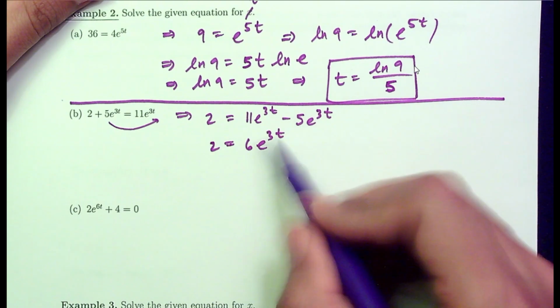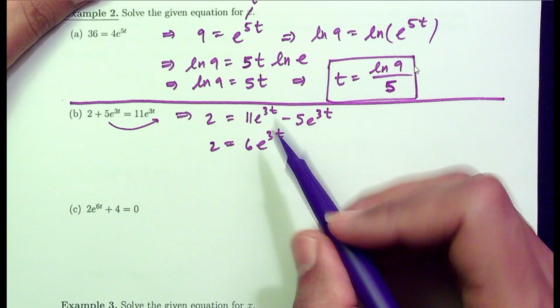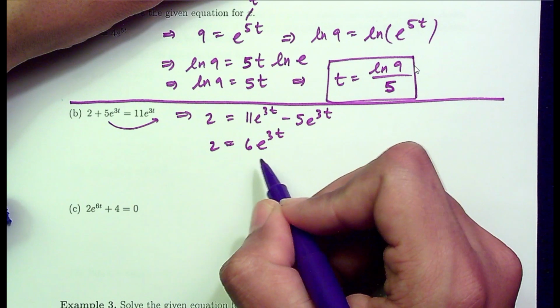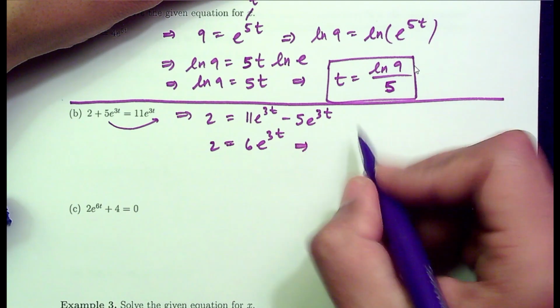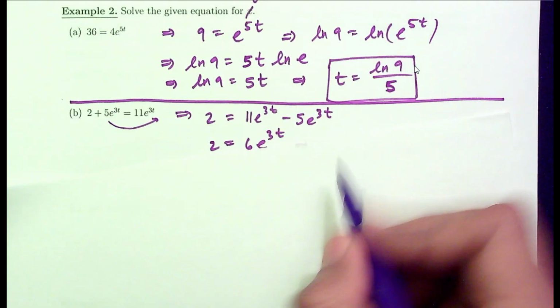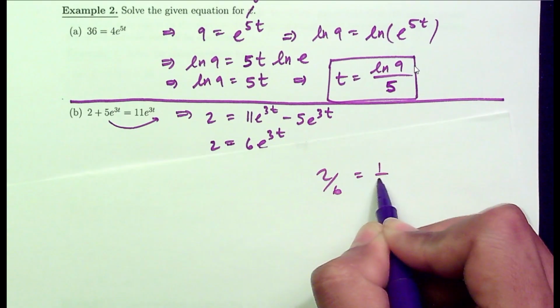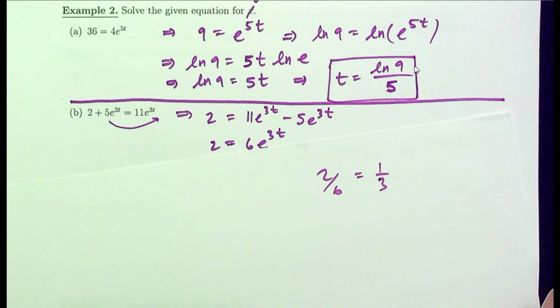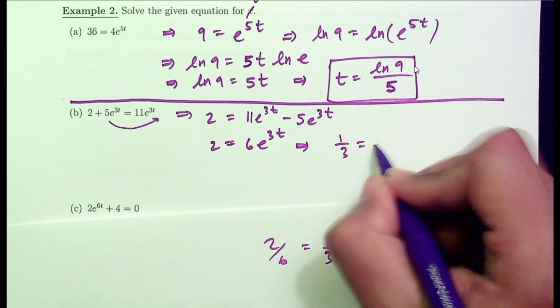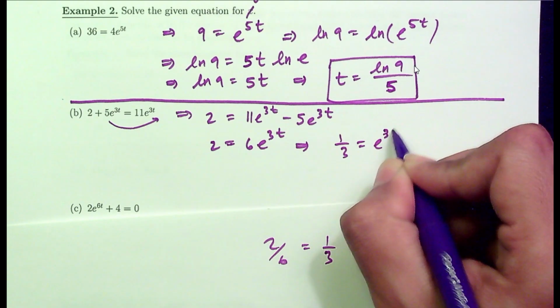Now, I don't have an exponential by itself yet. I have 6 times an exponential. So the next thing we need to do is get rid of that 6. So divide by 6 on both sides. You would have on the left 2 divided by 6, which is 1/3. So I'm going to write just a third. 2 divided by 6 is a third. So a third equals e to the 3t.